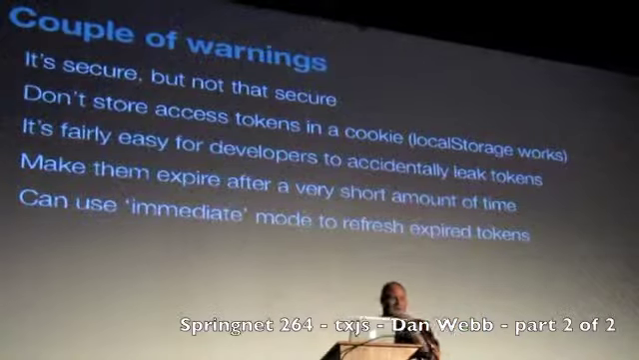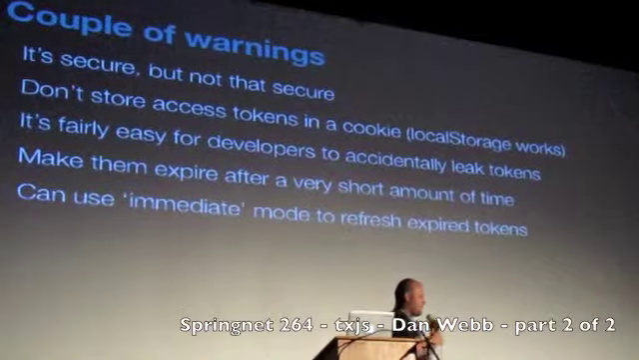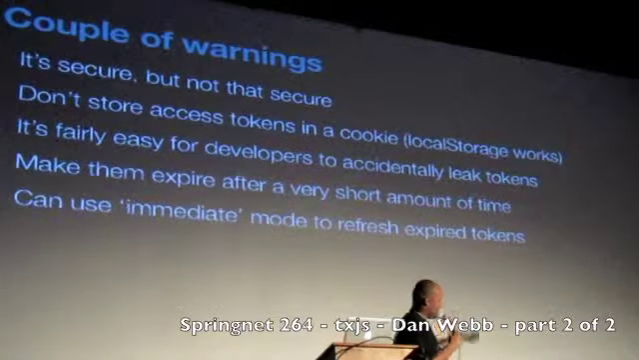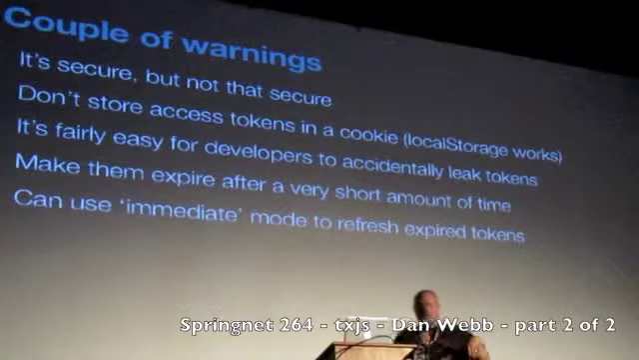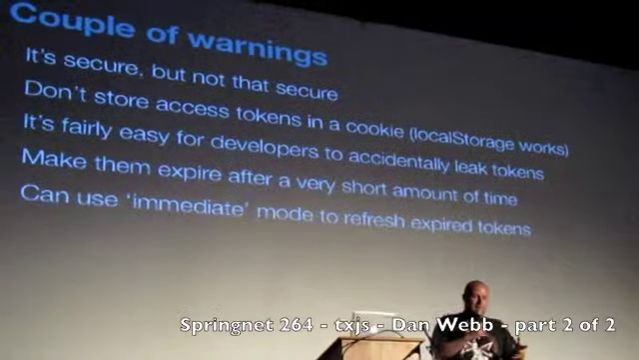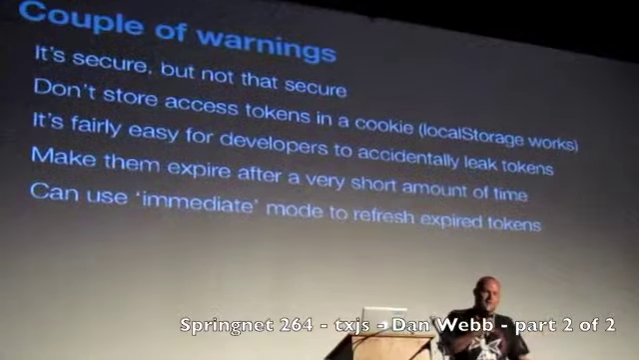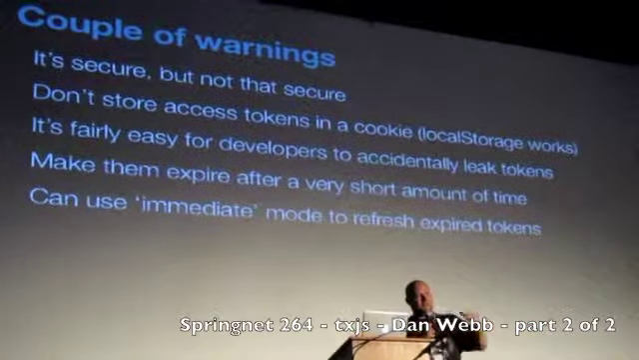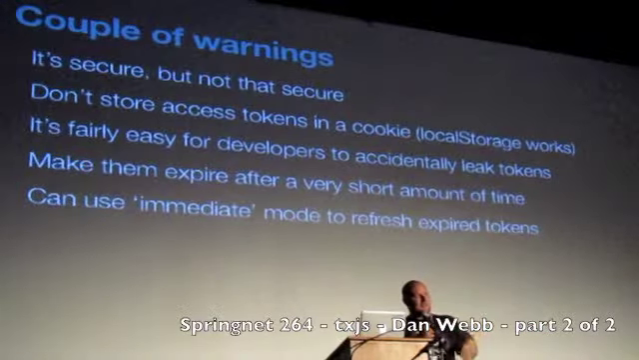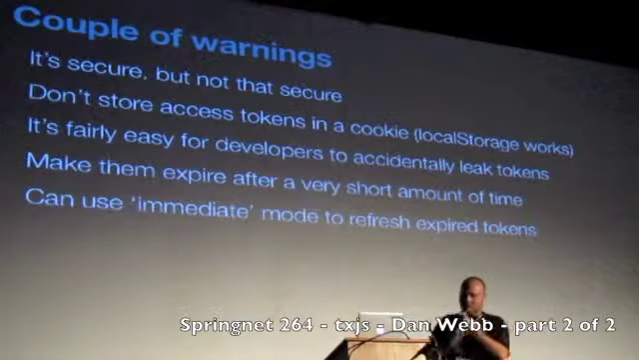If you are doing that, you can use an immediate mode, which I won't go into in this talk because it's a little bit complicated. But basically, if you know the user on twitter.com and they've already given permission, you can use this immediate mode to silently get a new token when one runs out.